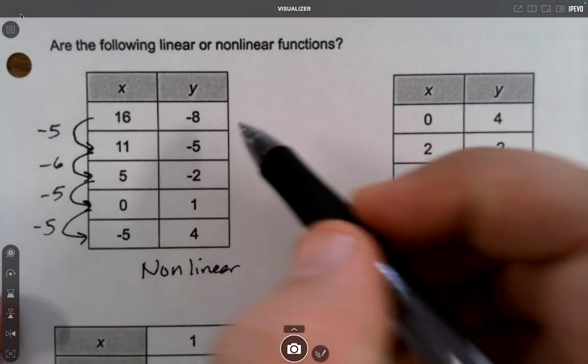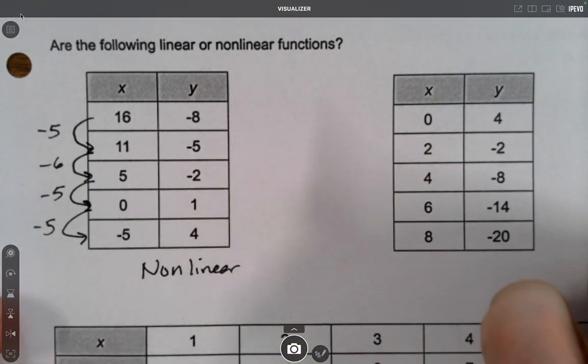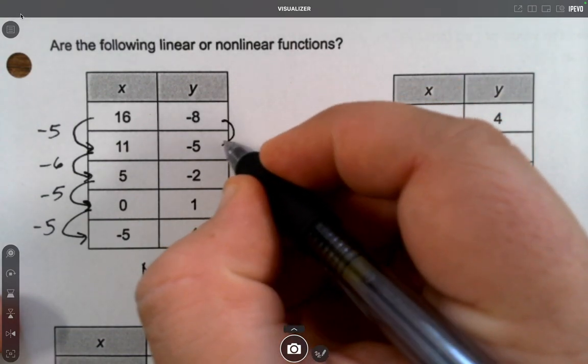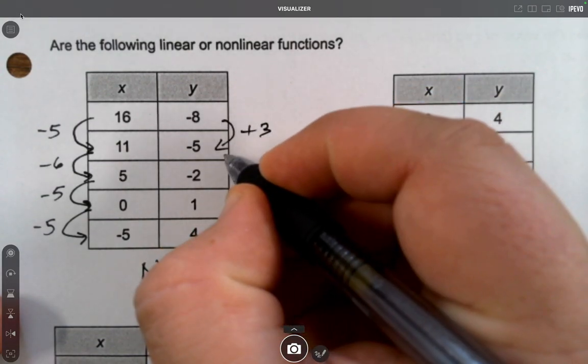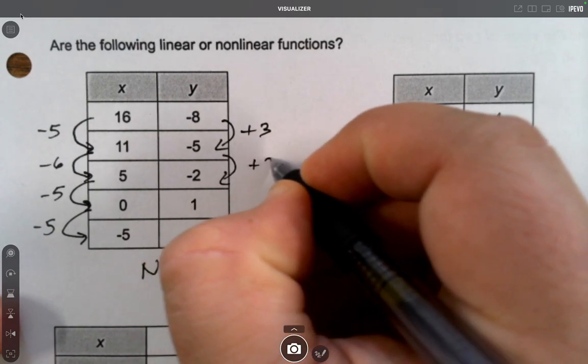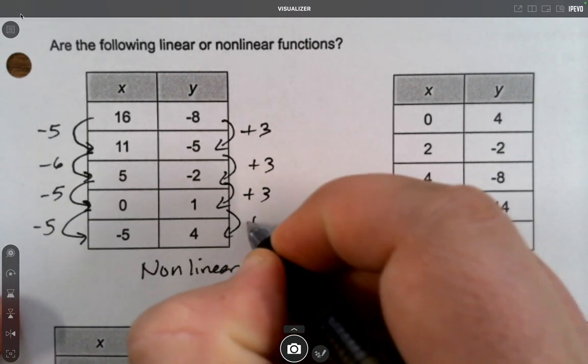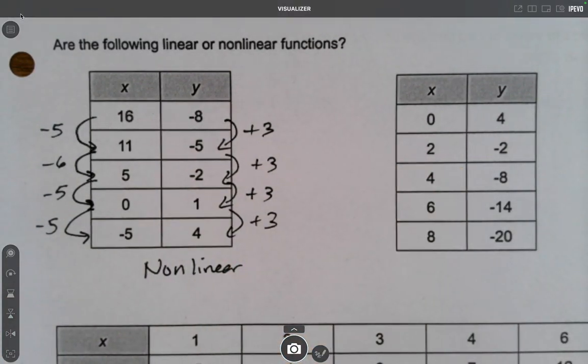But just for practice, I am going to do the y values over here just so you see how that works. So negative 8 to negative 5, that moves up 3. Negative 5 to negative 2 moves up 3. Up 3, up 3. So the y's do move with a consistent pattern. The y's are acting like they're linear. However, the x's are not.